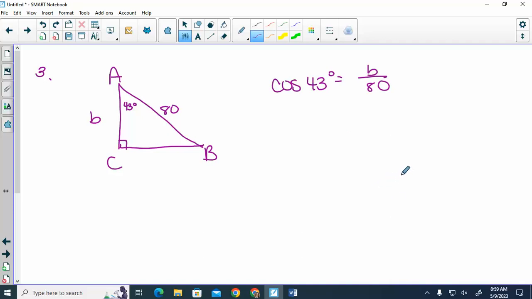So to evaluate this, we need to make sure we are in what mode? Degree mode. We need to multiply over the 80. So let me just type it in. 80 cosine of 43, and it's 58.5.